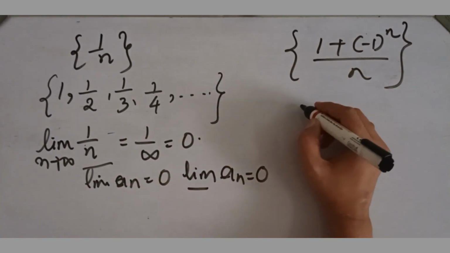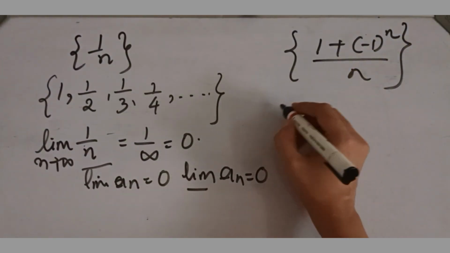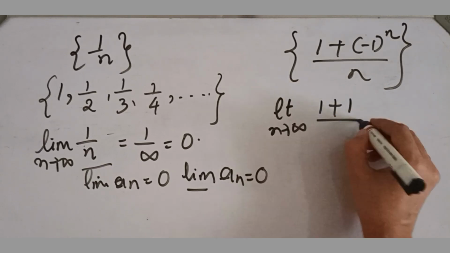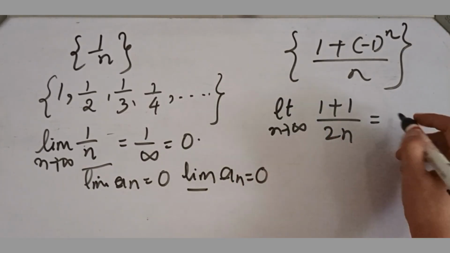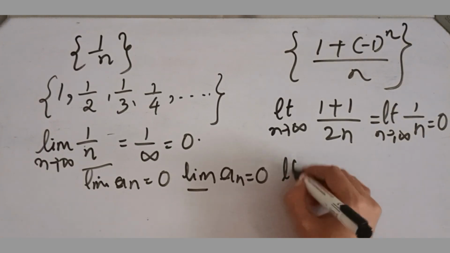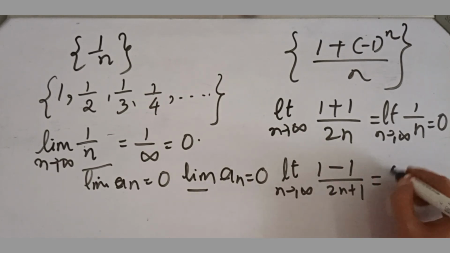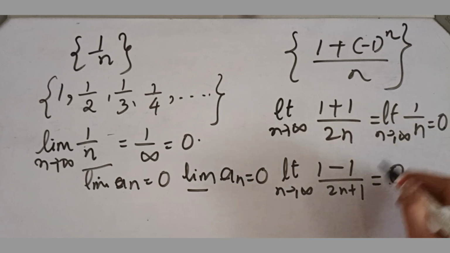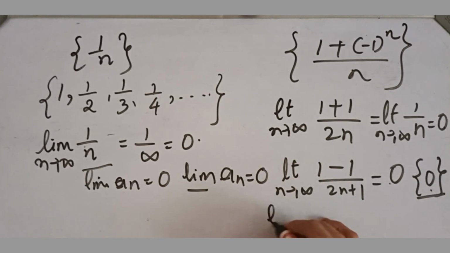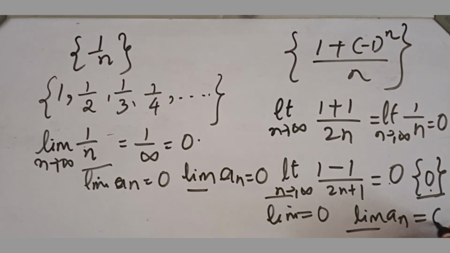See in this sequence, now there are two cases. One is when n is even and another is when n is odd. So when n is even, limit n tends to infinity of 1 plus minus 1 power 2n, that is 1 by 2n, which gives you 2 by 2n, which is limit n tends to infinity 1 by n, which is 0. When n is odd, we will get limit n tends to infinity 1 minus 1 by 2n plus 1. So this value, 1 minus 1, gives you 0. So in this case, the limit point is only one point, that is 0. Therefore, the limit supremum of this sequence is 0 and limit infimum of this sequence is also 0.